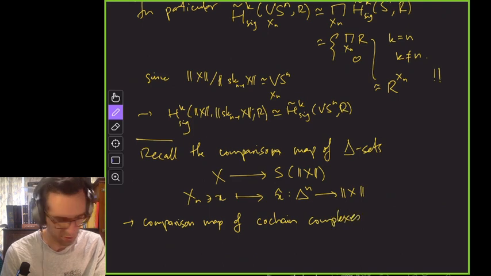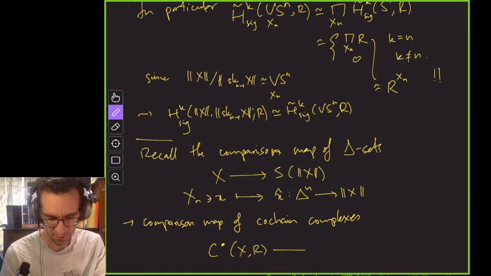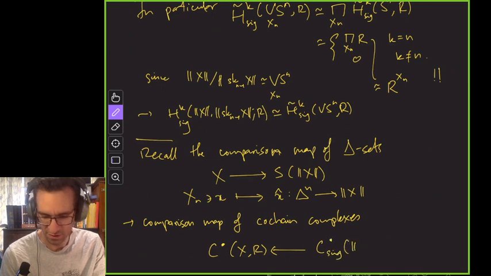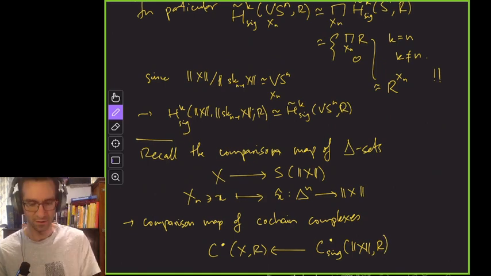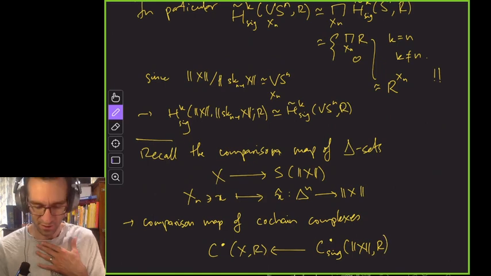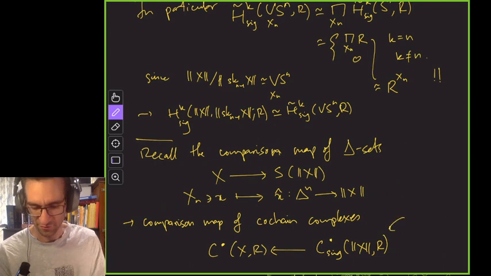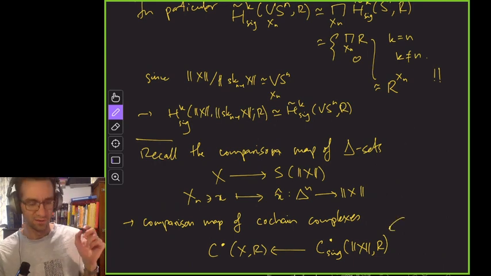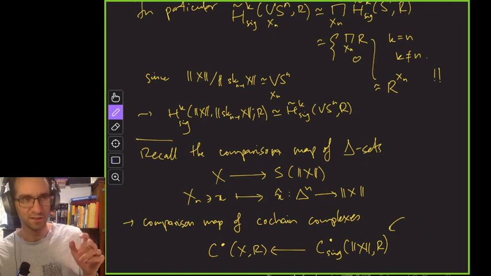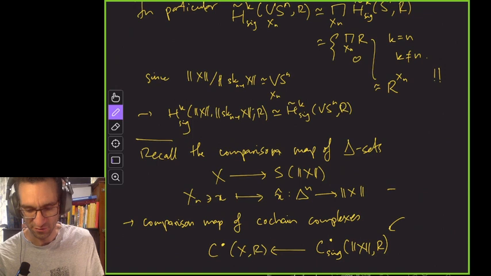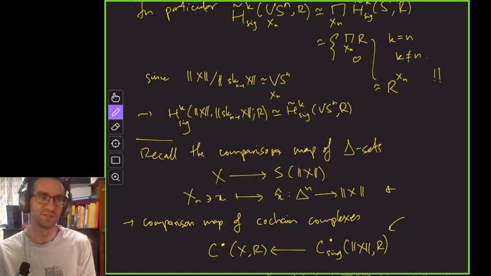So that goes the other way. X, R. Then we get the singular cochain complex of the geometric realization. And what this does, a thing in here is a function on singular simplices, and what we do is restrict that function to only look at the ones of the special form, sort of like x hat.